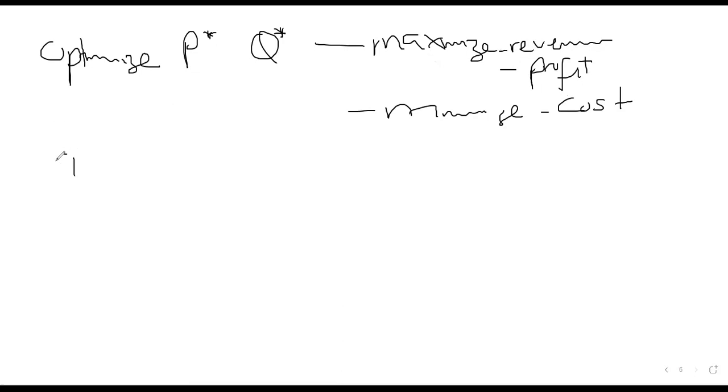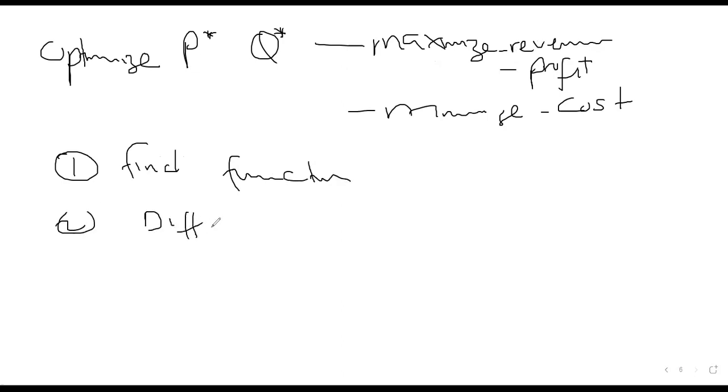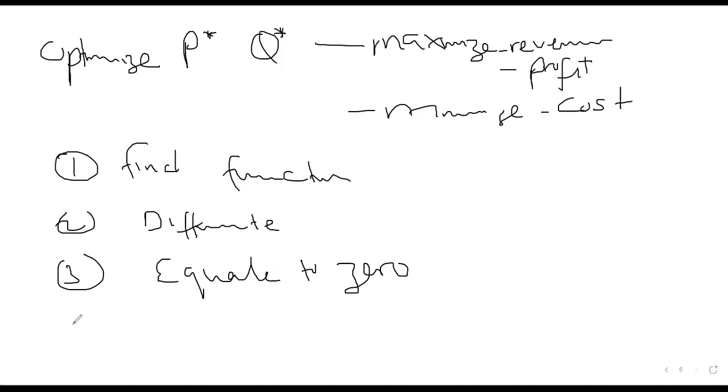So there are 5 steps I will give you. Number 1, you find that function. Number 2, we differentiate that function. Number 3, you equate to 0. Number 4, you solve for Q.